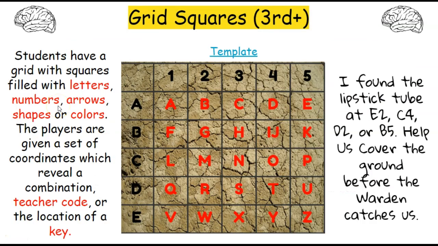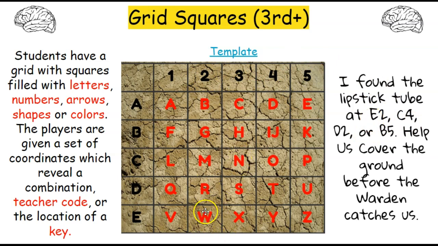Grid square puzzles work for third grade and up. They are a mental type puzzle, so you can use them for digital or physical breakouts. Students have a grid with squares filled with letters, arrows, numbers, shapes, or colors. The players are given a set of coordinates which reveal a combination, teacher code, or the location of a key. So in our sample, it says, I found the lipstick tube at E2, C4, D2, or B5. Help us cover the ground before the warden catches us. So you have to find each of those different coordinates, and wherever they meet is going to be the combination.